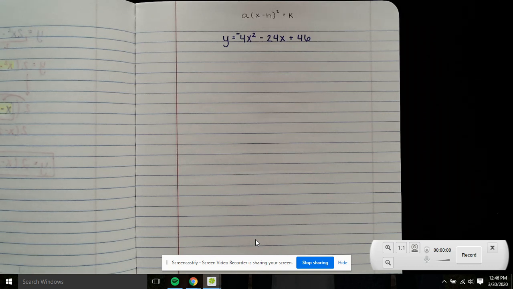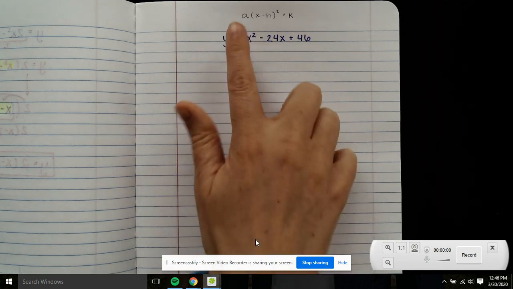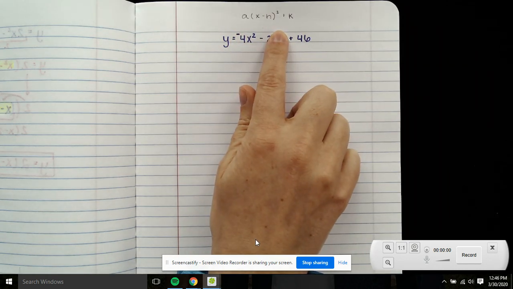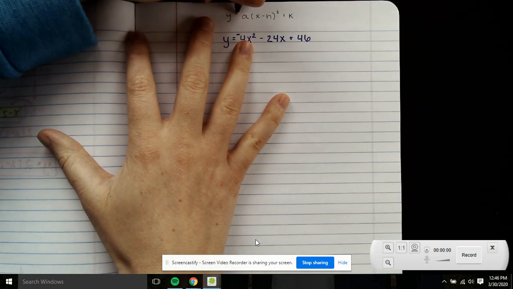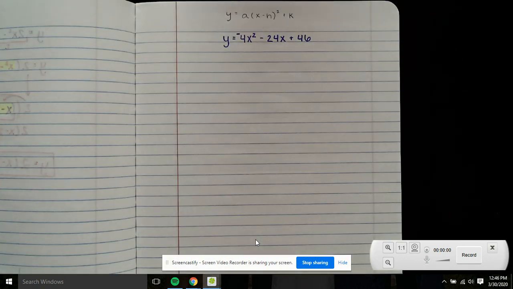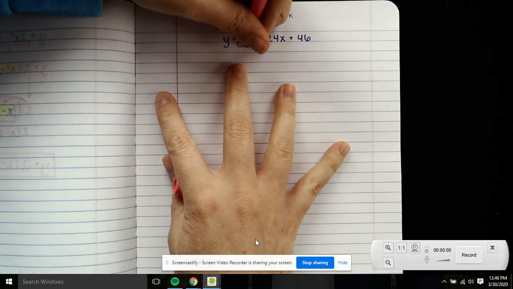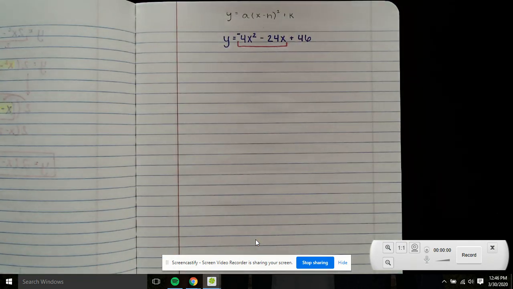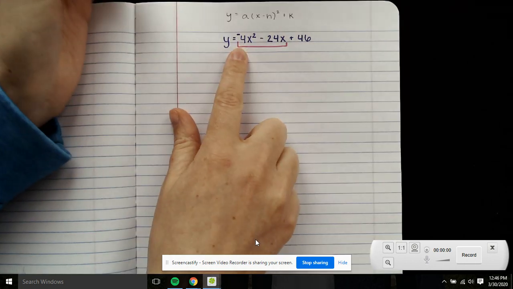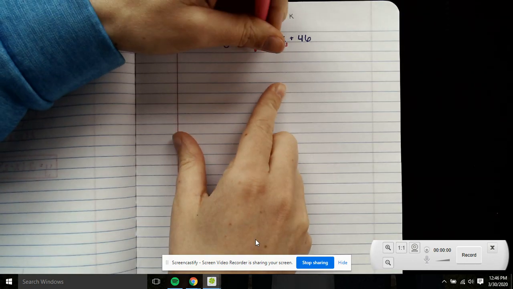All right, so here is another example of converting from standard form into vertex form. Again, I've written up here the vertex form of a parabola. I should have done y equals. So the first step, again, we are going to group the x terms, but I'm going to take out that GCF or that a value. I'm going to change this a value into a coefficient out in front.